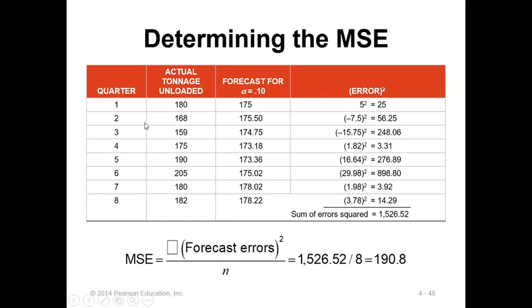Look here, for example, for the second quarter. For the second quarter, the error was negative 7.5, but when you square it, it will be a positive 56.25. So if we square all the values, then we will sum them, then we will have a total of 1526.52. And this is the total according to the formula of MSE divided by 8, which is the number of quarters. Then we will have an MSE, mean square error, of 190.8, of course, when alpha is 0.10.